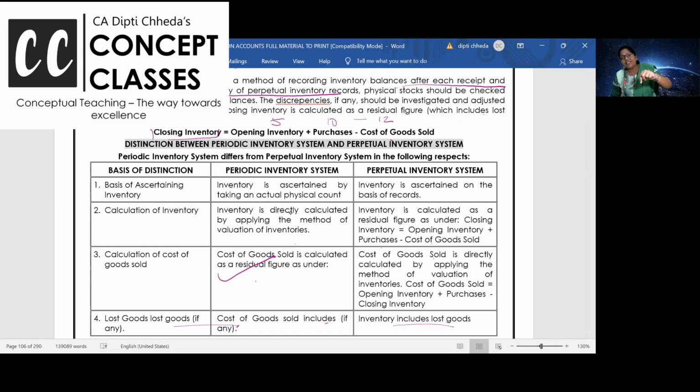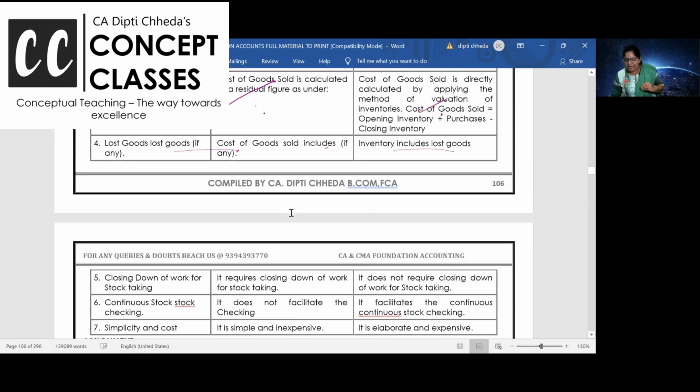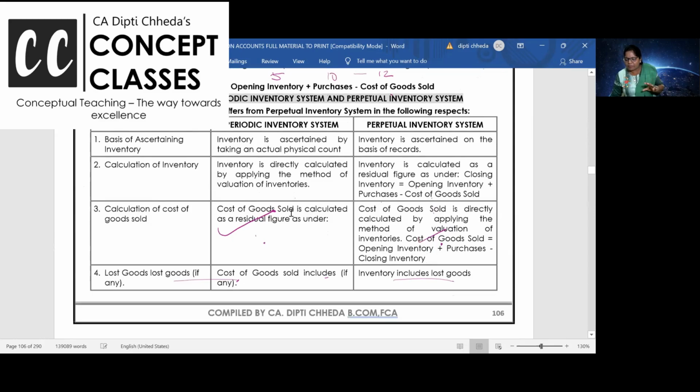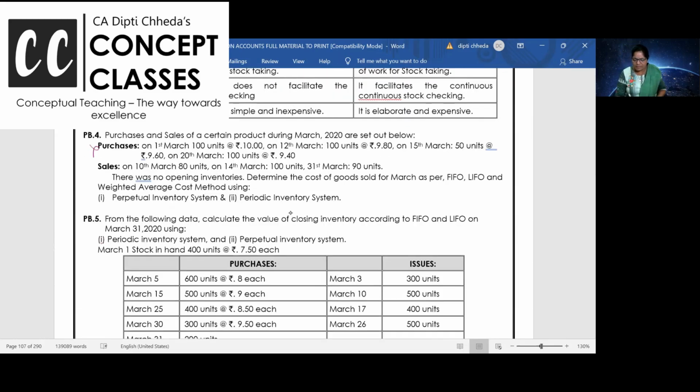Here COGS you calculate sales minus GP, and then opening plus purchase minus COGS, then you get inventory. Here COGS is balancing, here inventory is balancing. Clear to all of you? Related to this perpetual and periodic inventory, problems I don't want to do, you can just cancel it.